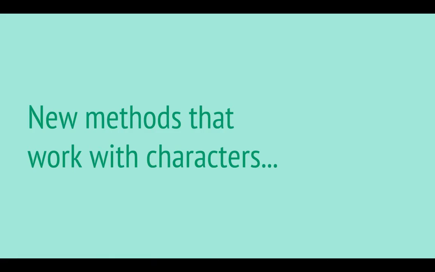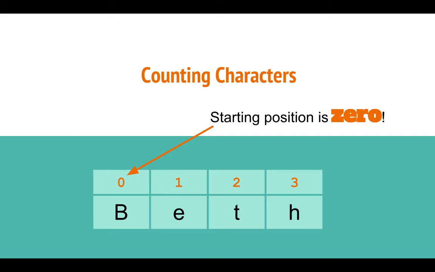Okay, so now we learned about some methods that work with characters. And earlier we learned about the math methods, like math.pi. These ones have to do with the characters. What is really important to keep in mind when you're counting characters is the starting position is 0, which is very strange. So my first name is Beth, B is in position 0, and then E is in position 1, position 2 is T, and position 3 is H. So even though my name has 4 characters in it, the position starts at 0.